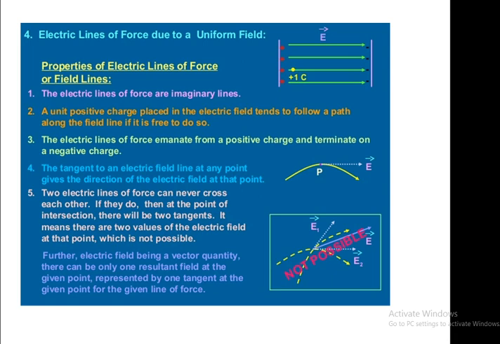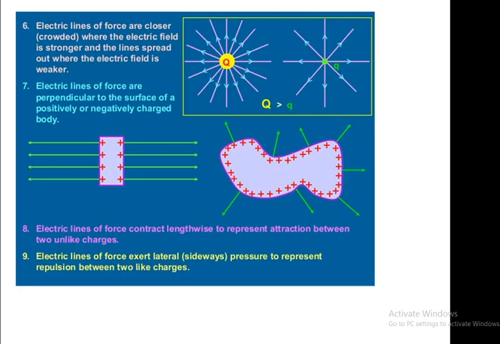at the point of intersection, we can draw two tangents indicating two directions for electric field intensity at that point, which is not possible. Clear? This is what you have to write, the reason behind non-intersection of two lines of force. Clear? Now coming to the sixth property.